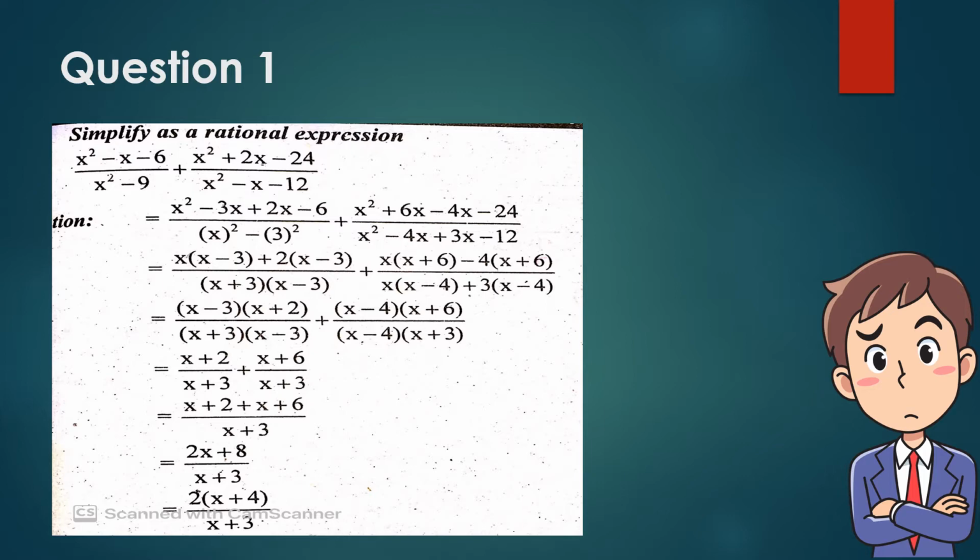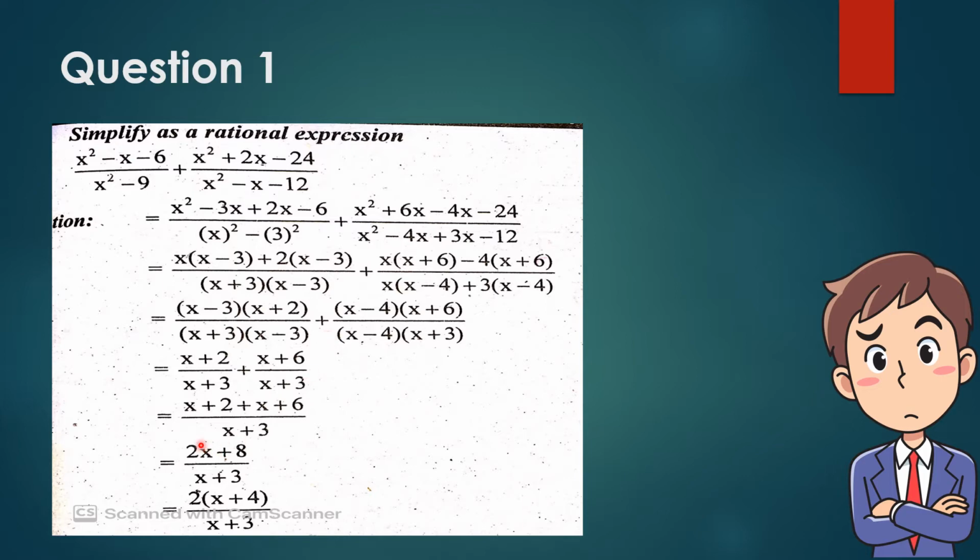Now you will be left with x plus 2 divided by x plus 3, and x plus 6 divided by x plus 3. Now in this step you must keep in mind that the two fractions are adding up, so you cannot cancel out the terms from the other fraction. You can cancel the numerator by the denominator from the first fraction, and from the second fraction you will just cancel out the numerator by the denominator.